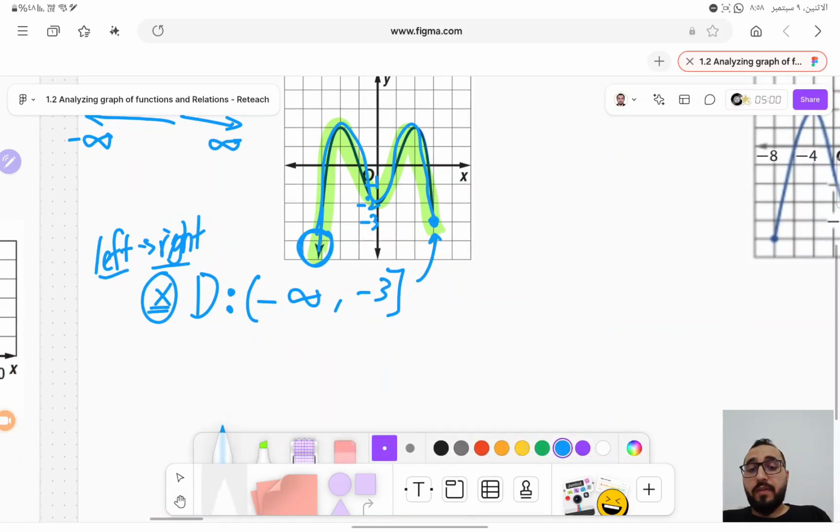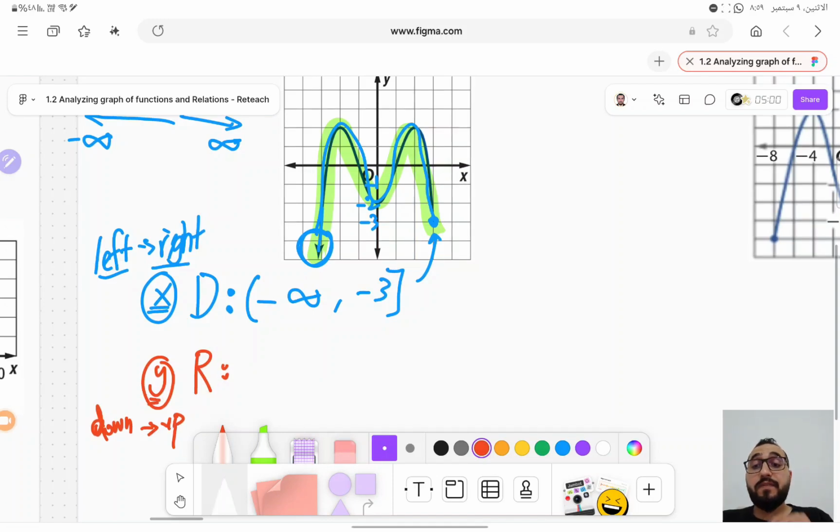Now, how about the range? The range is related to the y-axis. Y-axis means from down to up. So I don't care about the x-axis, I care about my function. Is it going up or is it going down? So now we start from down, the lowest point, to the highest point. The lowest point, look at the graph. This is not the lowest point, because if you look at the whole graph, the graph is going down forever.